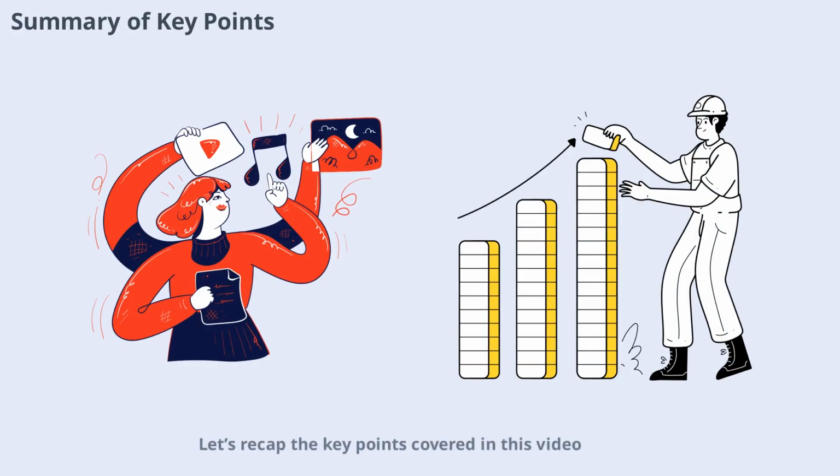Let's recap the key points covered in this video. We discussed the concept of depreciable amount, the importance of useful life and residual value, and the main depreciation methods: straight line, reducing balance, and units of production. We also explored component depreciation, the need to review estimates, and how changes are handled under IAS 8. Accurate depreciation is essential for reliable financial reporting and effective asset management.